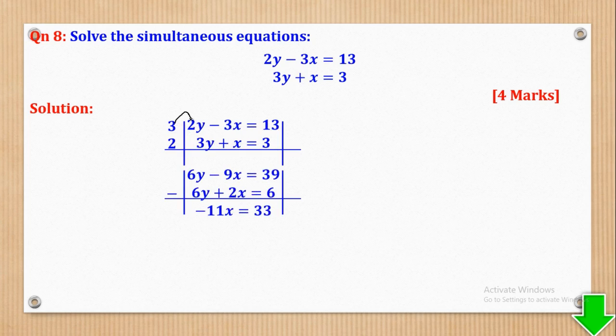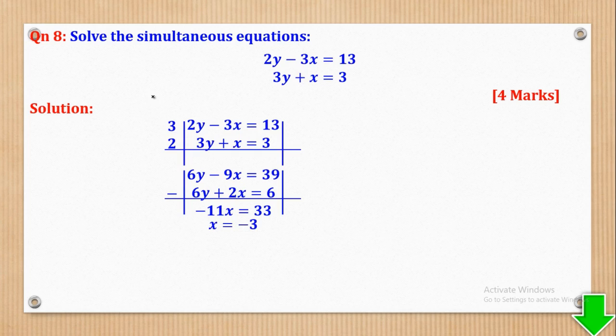So 3 by 2 gives me 6, which is that 6y. So 3 by this gives me negative 9x, and 3 by this gives me 39. Then 2 by this gives 6y, 2 by this gives 2x, and 2 by this gives 6. Now next is to subtract. When I subtract, 6y minus 6y is 0. Negative 9x minus 2x will give me negative 11x. 39 minus 6 will give me 33. So next is to divide both sides by 11 to come up with x equal to negative 3.